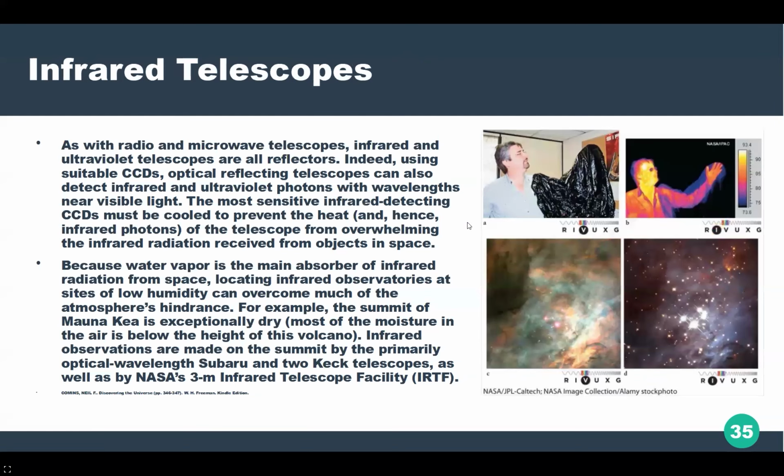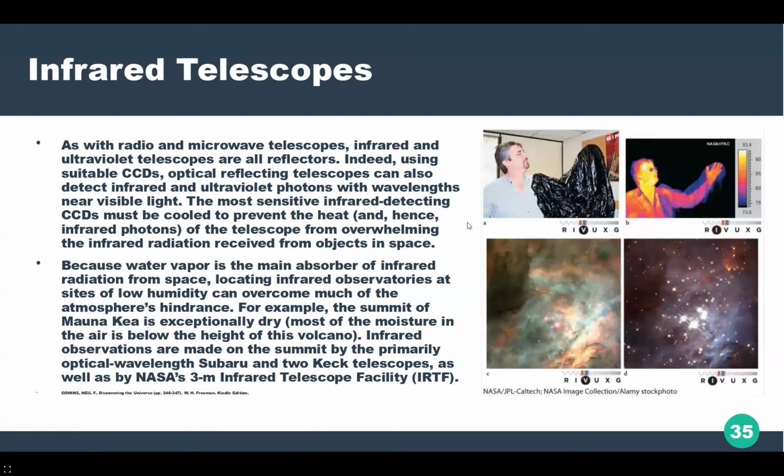The most sensitive infrared detecting CCDs must be cooled to prevent the heat, and hence infrared photons, of the telescope from overwhelming the infrared radiation received from objects in space. Because water vapor is the main absorber of infrared radiation from space, locating infrared observatories at sites of low humidity can overcome some of the atmosphere's hindrance.